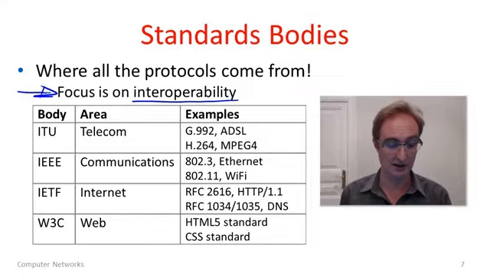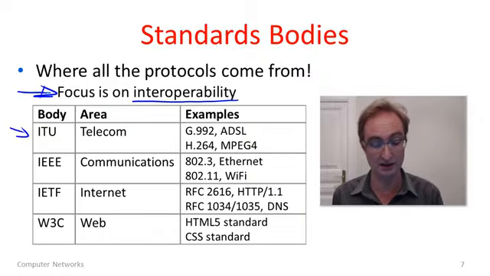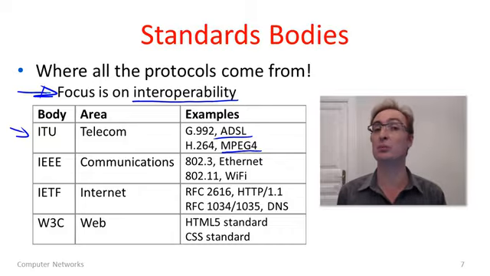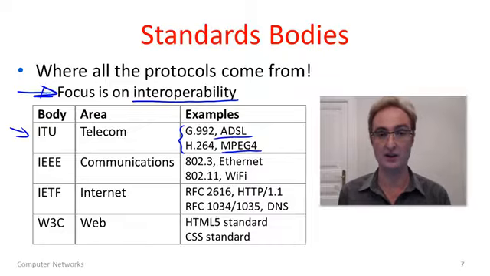There are different bodies here. In the telecommunications area, there is a body called the ITU, the International Telecommunications Union, which specifies a lot of telecommunications standards. Examples here are things like ADSL, your DSL link used at home. The MPEG-4 standard, which is used to compress audio and video and widely used, is actually in the ITU standard. These standards are often called letter standards. You can see the G dot and the H dot. That's actually the official name for that standard. It's not called ADSL, it's called G.992, for instance.